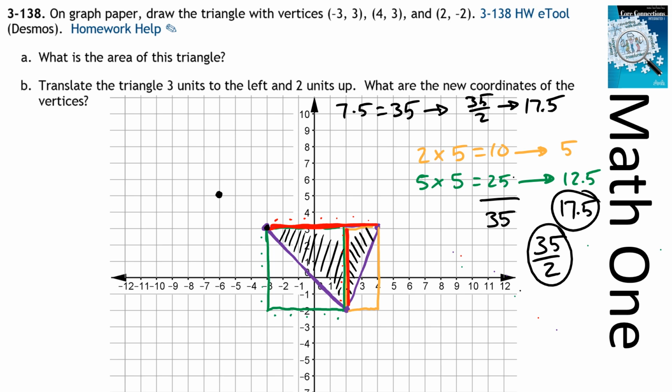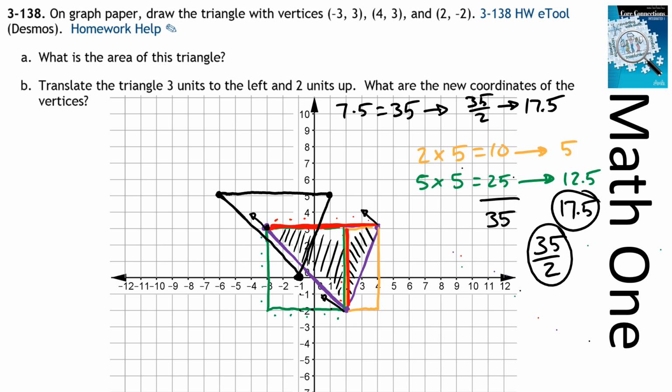So 1, 2, 3, and then up 2. That's a new coordinate there. These are getting moved. And then this one's to the left 3, 1, 2, 3, and then up 1, 2. This one goes here. So if you look at each of these points, this is going here, this is going here, and then this point is going there. So my new triangle is this one. And the question asks, what are the new coordinates of the vertices?